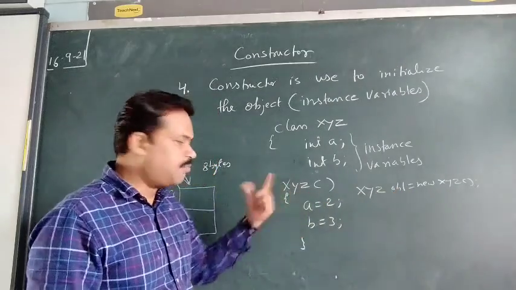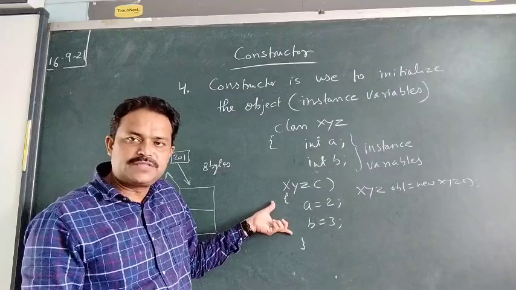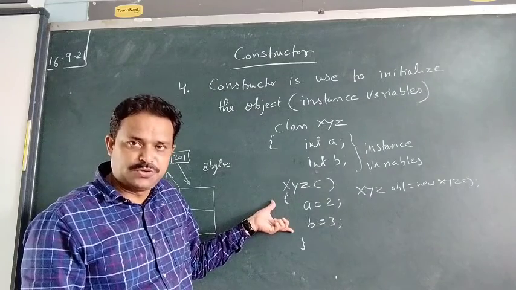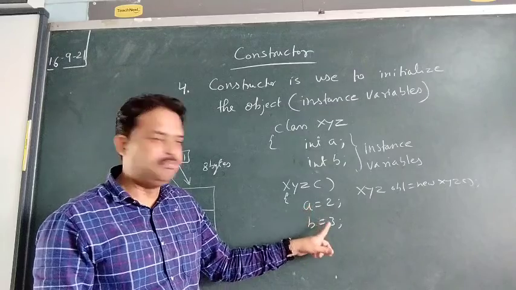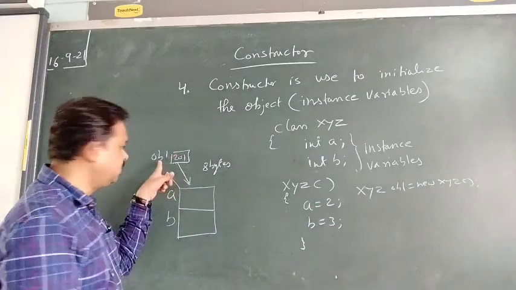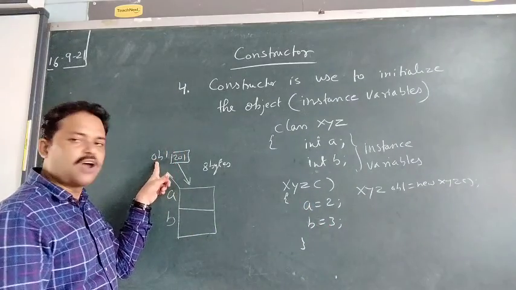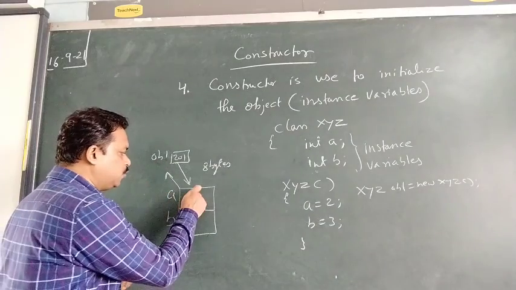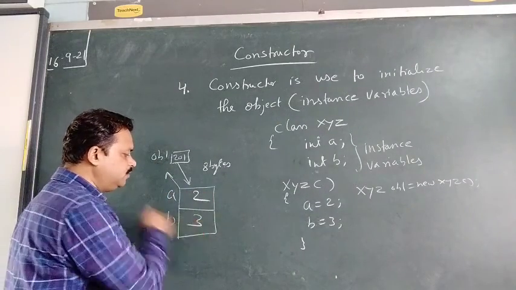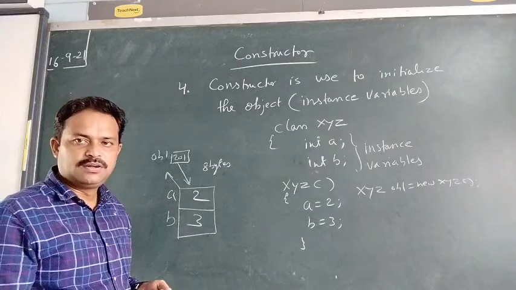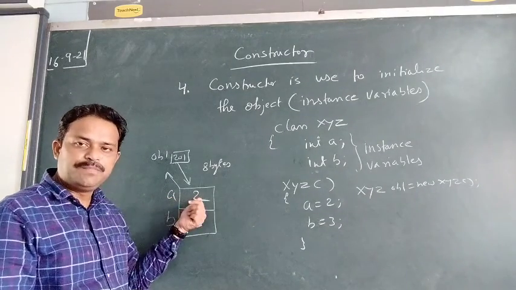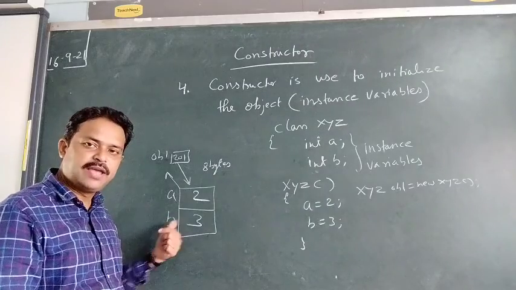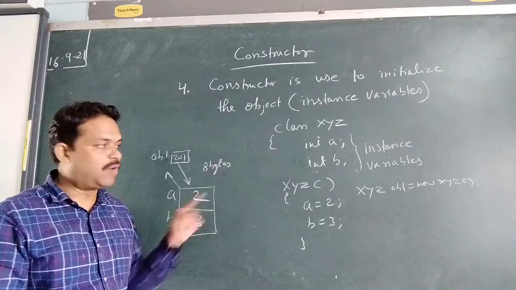Okay, now see, the moment this function executes, what are you doing? Keeping the value of A as 2 and the value of B as 3. So what happened? Now see, this is the situation. When you create the object, immediately A will get initialized by 2 and B will get initialized by 3, immediately while making the object.